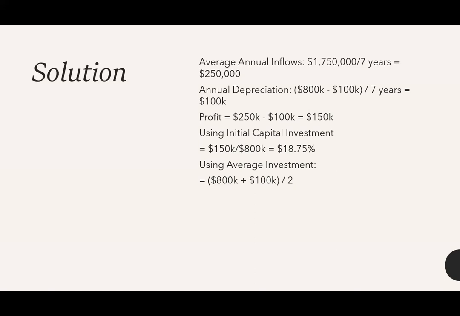However, if I'm using the average investment, in that case, I have to take the original cost, which is 800, plus the scrap value, which is 100. It gives me a total of 900. And then if I divide by 2, I get the average, which will be 450K. So once we have the average investment, your profit will remain the same, which was 150. Divide by the average investment of 450, and hence you get an ROC of 33.33%. So you can observe that if you're doing it with the average investment, the ROC will be higher than what you would have used as initial capital cost.